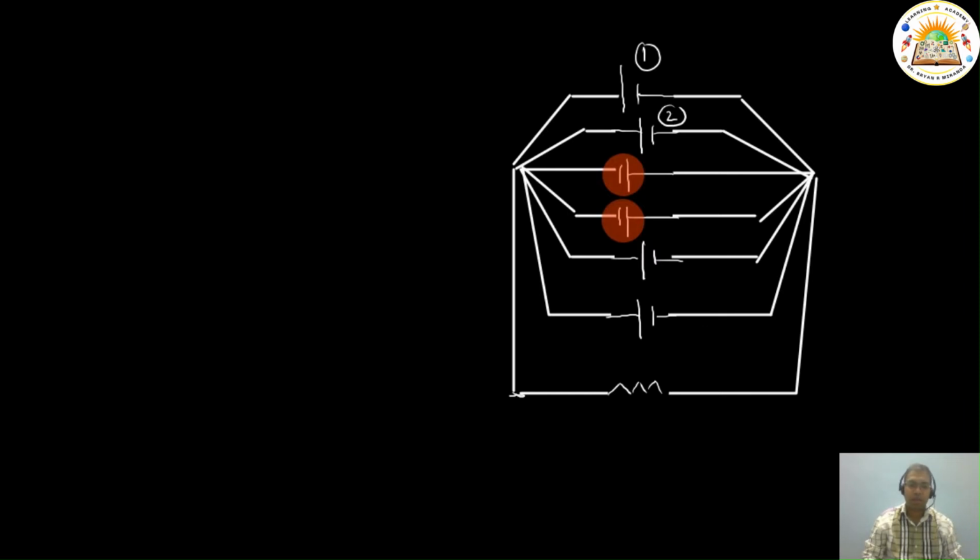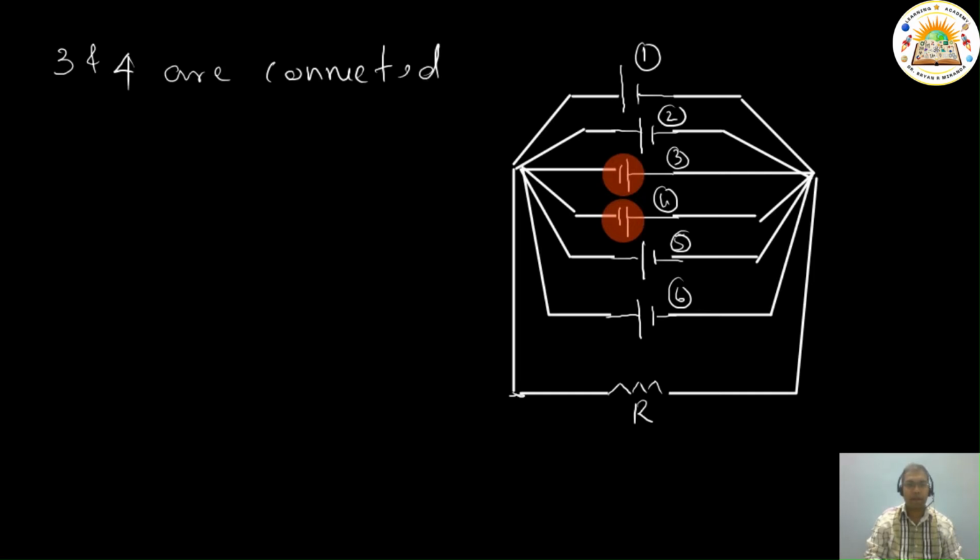So what we can do is, we can simply write this as, let's say, the first one. Just for simplicity's sake, I'll just take this as 1, 2, and let's say 3, 4, 5, 6. This is capital R, the resistance that is there. Now, 3 and 4 are connected wrongly or incorrectly in the circuit.